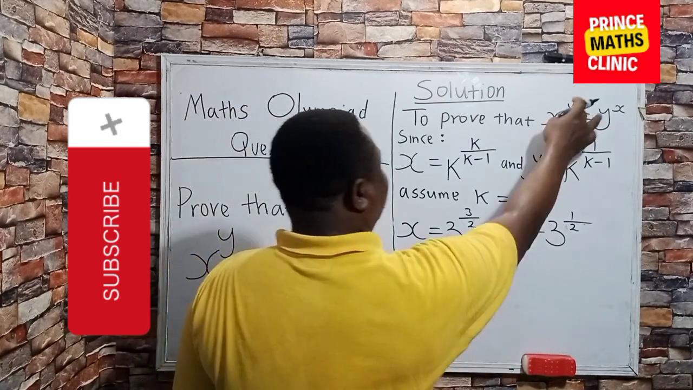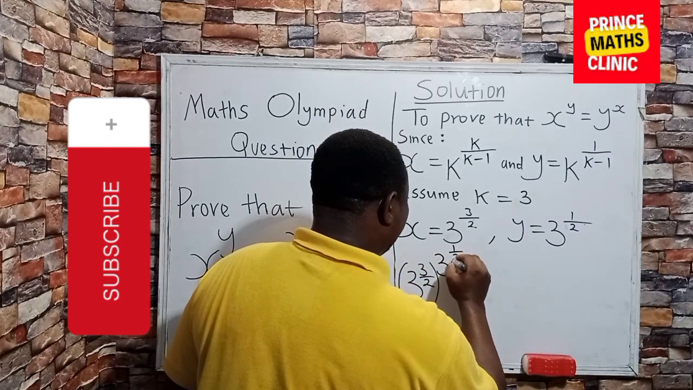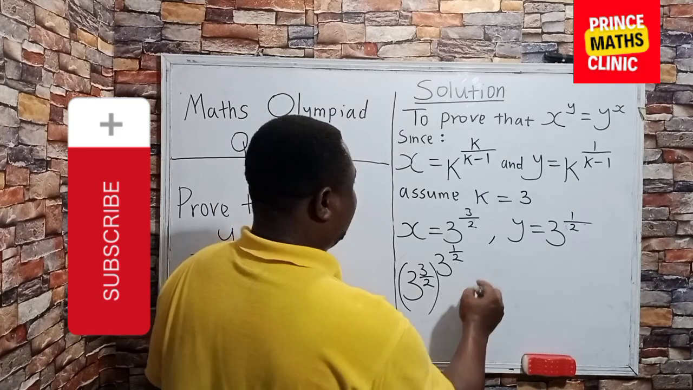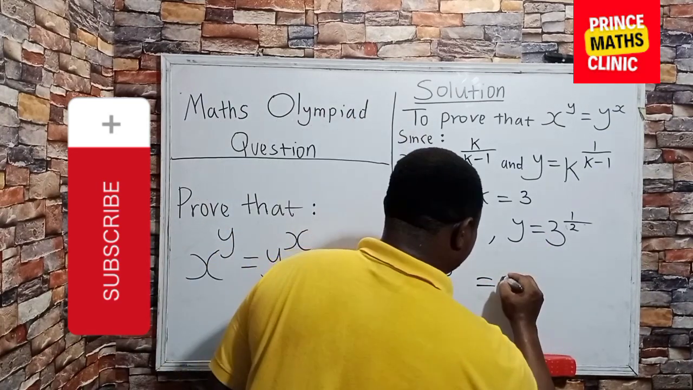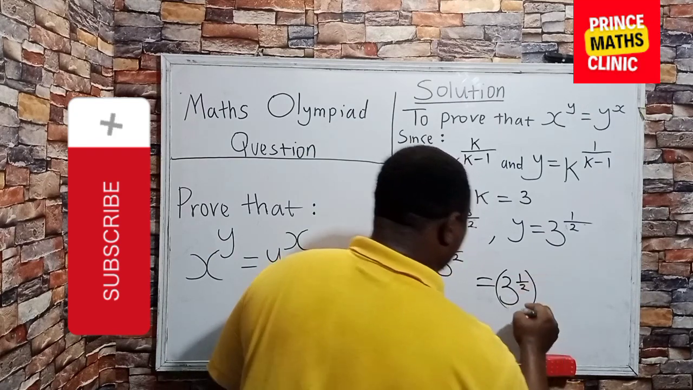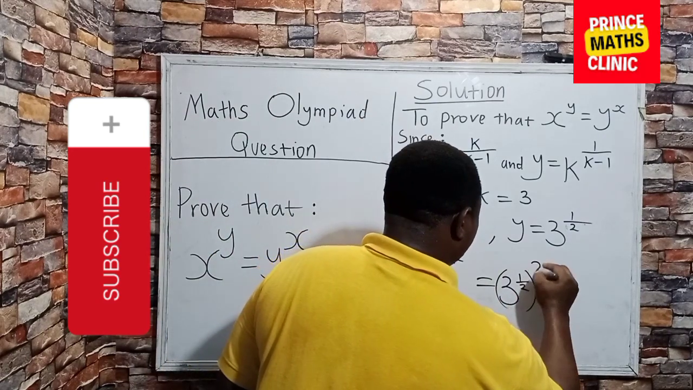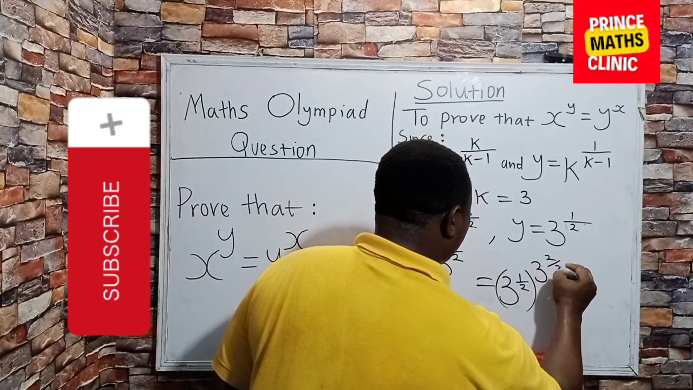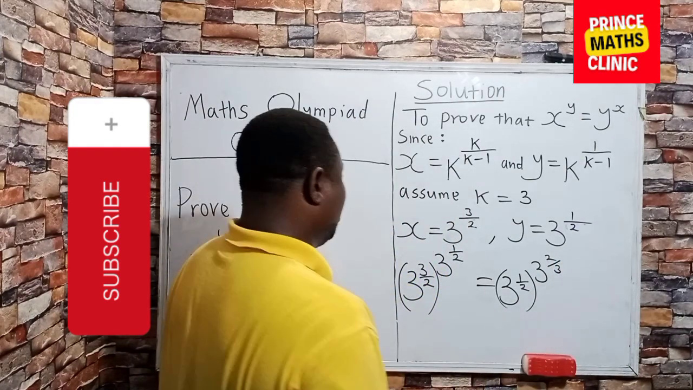Then y is 3 to the power of 1 over 2. Let's go. y equals 3 to the power of 1 over 2, raised to the power of x, which is 3 to the power of 2 over 3. So how do we put a balance to this?